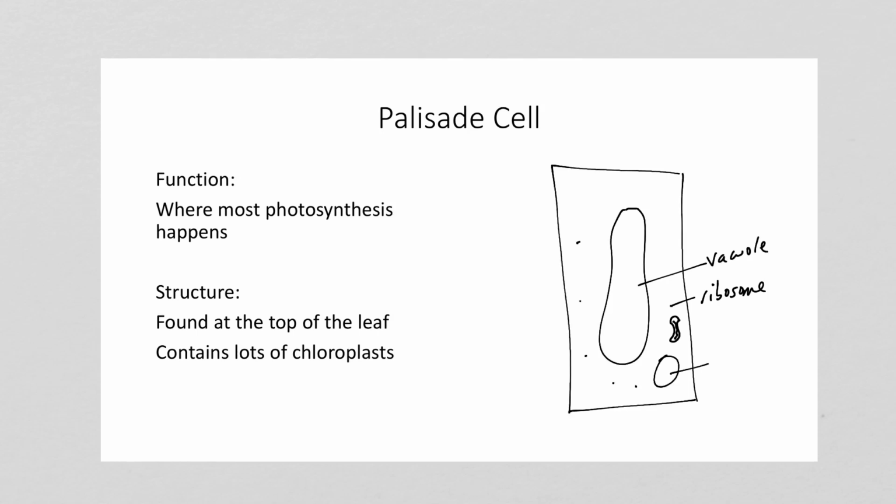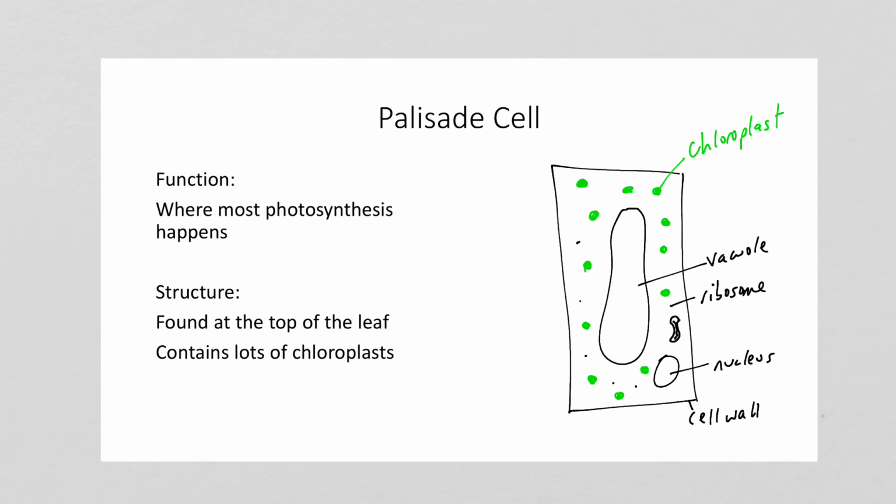They'll have their cell wall, their cell membrane. We won't draw the cell membrane because it's right next to the cell wall, but it's there. Most importantly, they're going to have loads and loads of chloroplasts. Why? Because they're at the top of the leaf, so they're going to get the most sunlight, the highest intensity of light, which means they're going to be able to do the most photosynthesis.